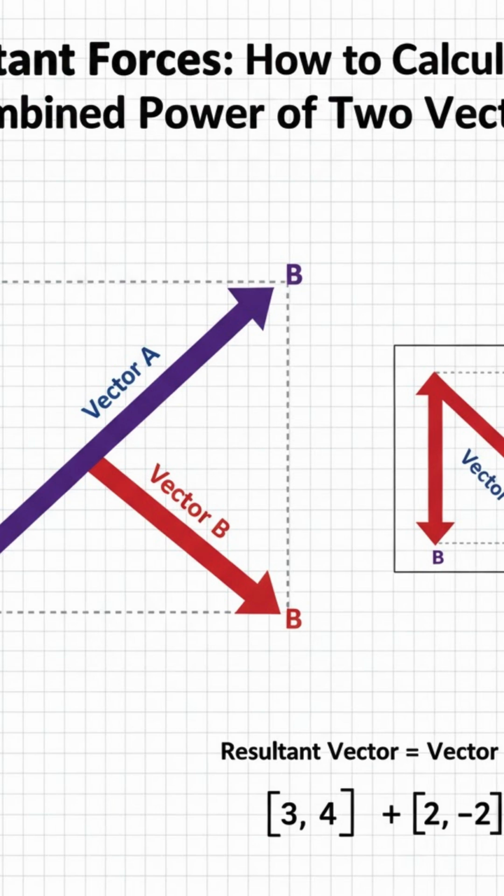Formula. Combined power equals the square root of A squared plus B squared. Text. Combined power equals SQRT, A squared plus B squared.